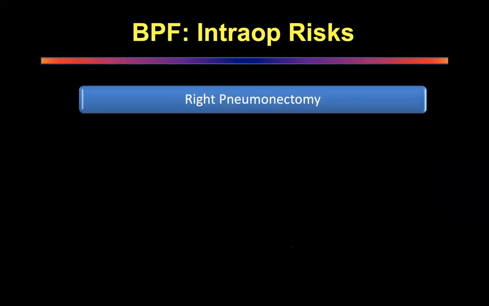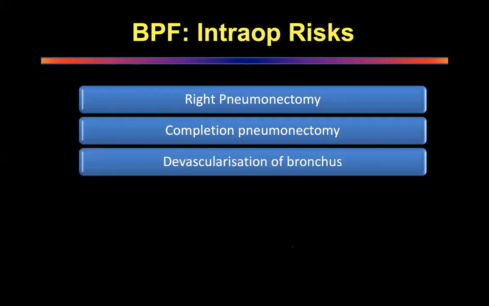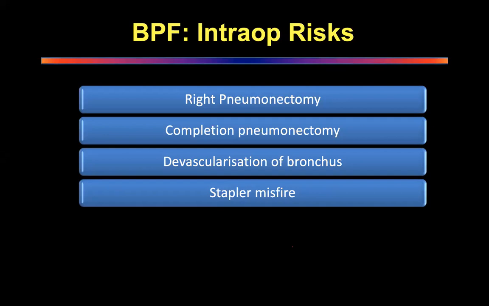Intraoperative risk factors for a BPF are right pneumonectomy. A right pneumonectomy has been statistically shown to be more at risk than a left pneumonectomy. If you're doing a second stage pneumonectomy, which means you did a lobectomy and then came back to do a completion pneumonectomy, you are more at risk of having bronchopleural fistulas. If on table you have used a lot of diathermy around the bronchus and you have denuded the bronchus proximally quite a lot, then it becomes devascularized and may not heal very well.